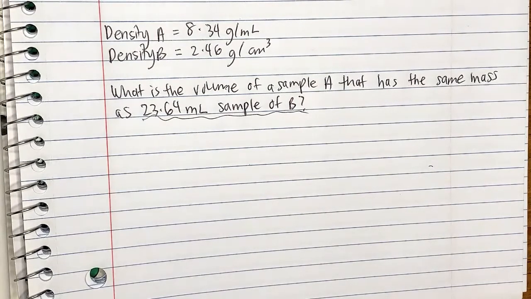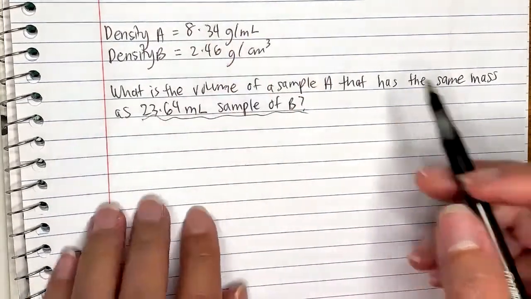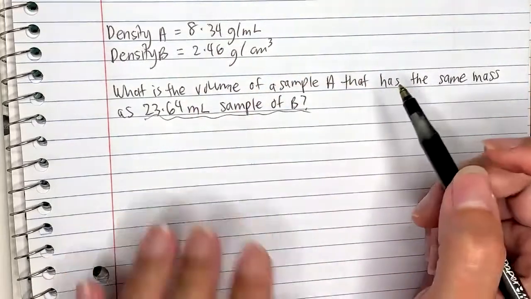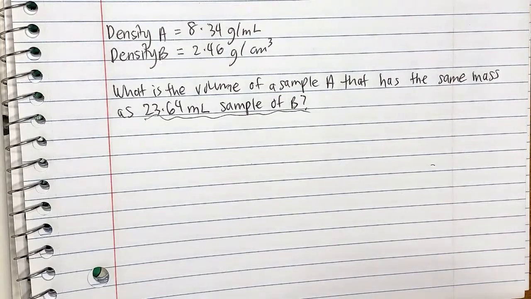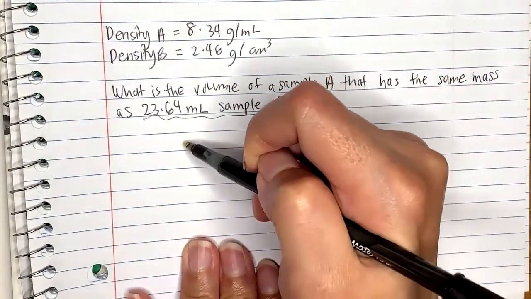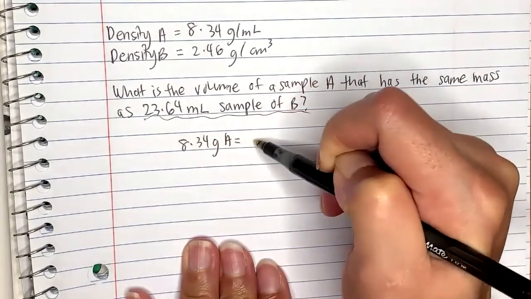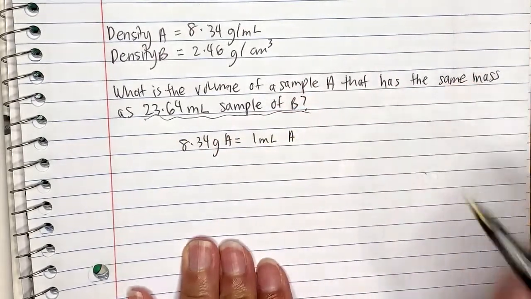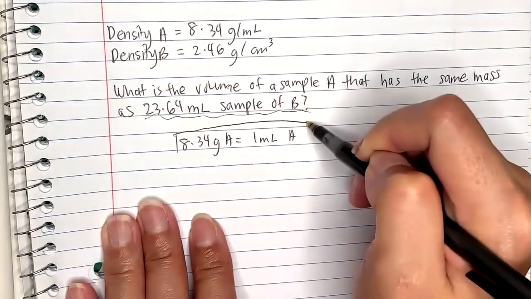Okay, so when you have density, this is how we're going to use density as a conversion. Every time you say grams per mil, that means A has a density of 8.34 grams, and that 8.34 grams is matched with exactly 1 milliliter. So I can write down for A, 8.34 grams of A can be found in 1 milliliter of A based on my density information. That's one connecting piece right here.